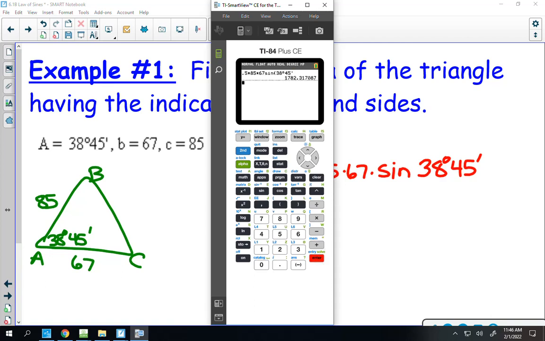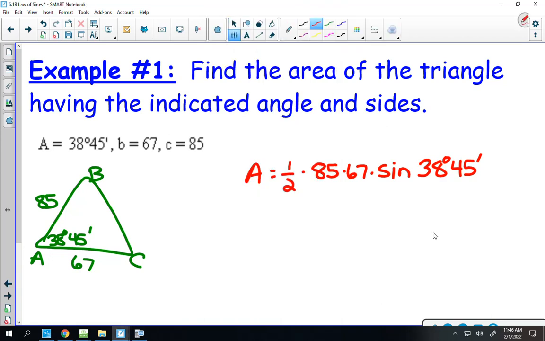All right, let's round. It doesn't say what to round to, so I'm just going to go to the tenth. So I'm going to say 1,782.3. If you round to that, that's fine. And hey, I'm even going to be fancy and throw a generic label on, units squared.